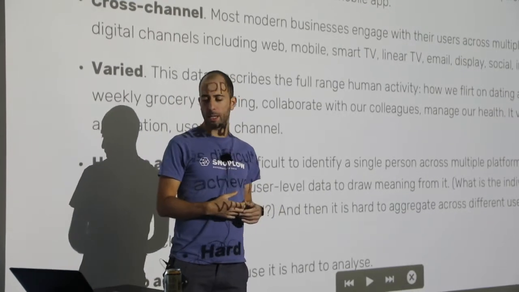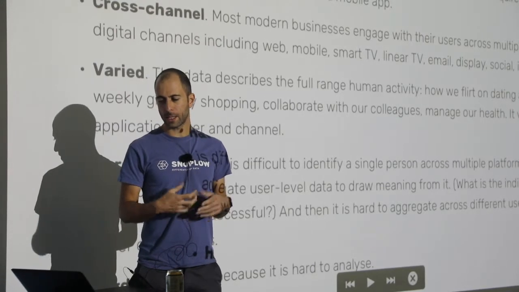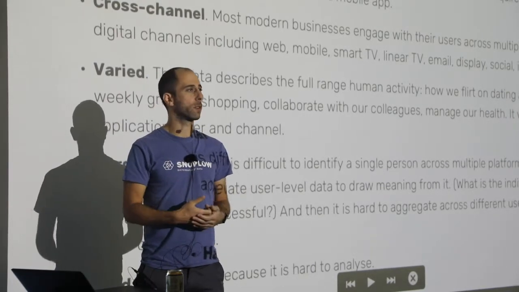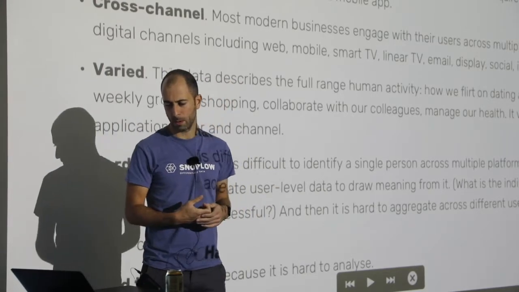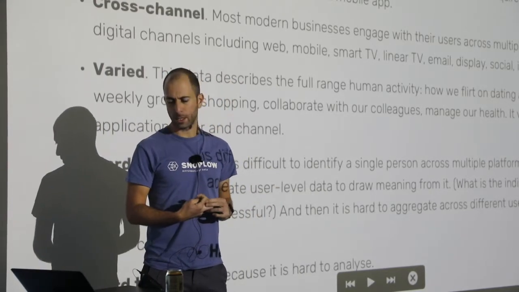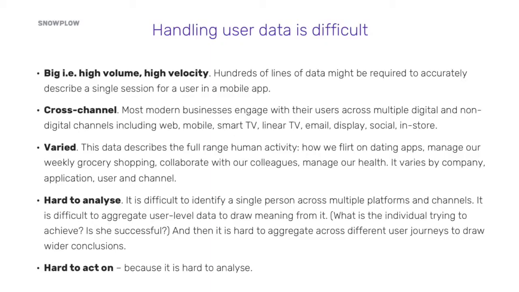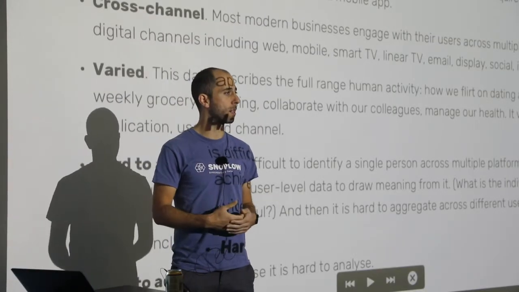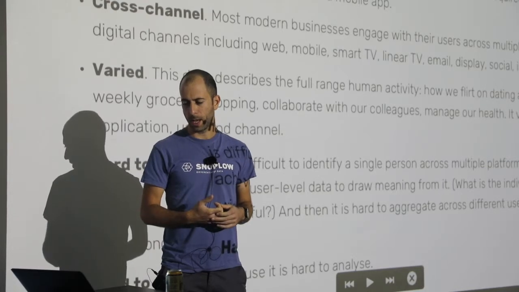However, working with user data is really, really difficult. And it's helping companies solve these difficulties that is really our starting point with Snowplow. So why is working with user data so difficult? Well, user data is big data. It's high volume, it's high velocity. A single user engaging just a few minutes, 5-6 minutes in a mobile app might generate 100 or more lines of data that describe exactly how that user's engaged in the mobile app. So you're quickly talking about very, very large volumes of data, and if you're tracking these things in real time, that's a pretty high data velocity.